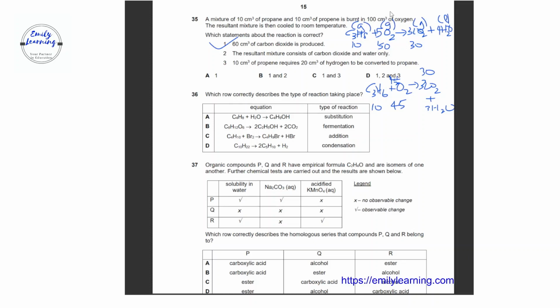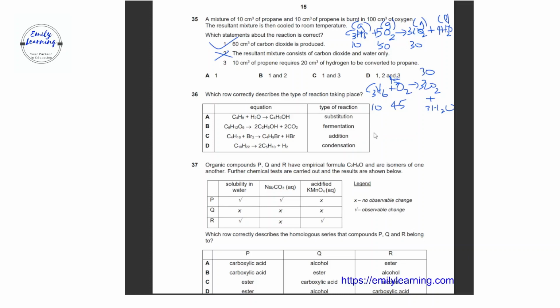So I started off with 100 cm³ of oxygen. I only used 50 plus 45, which is 95 cm³ of oxygen. I still have 5 cm³ of oxygen left. So the resultant mixture will contain carbon dioxide, water, as well as the unreacted oxygen. So 2 is wrong. Next, 10 cm³ of propane requires 20 cm³ of hydrogen to be converted to propane.